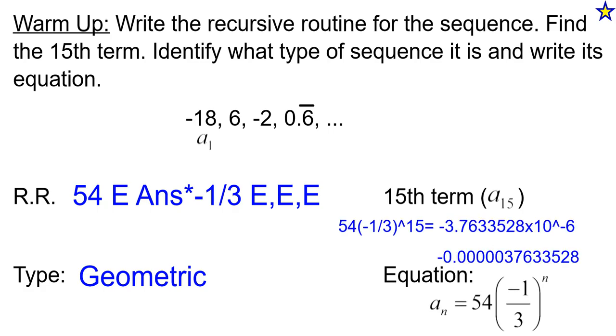And that would get you to the same result. So we end up with negative 3.7633528 times 10 to the negative 6, or you have its decimal representation here. So it's a number really, really close to 0.